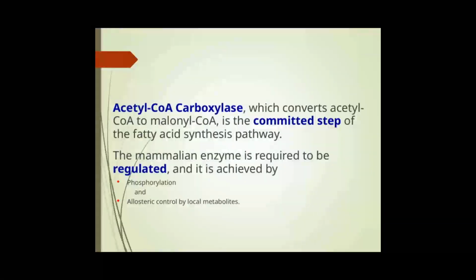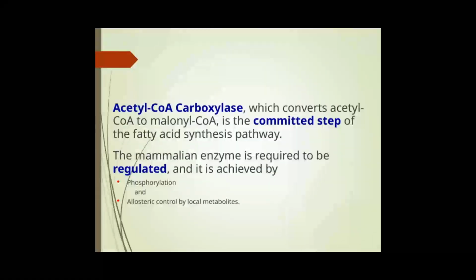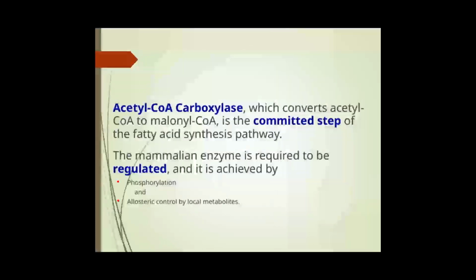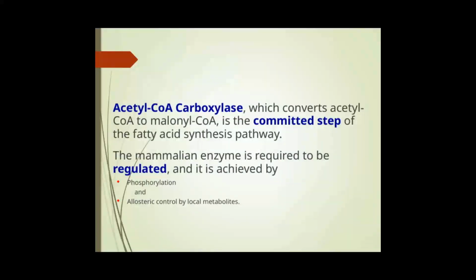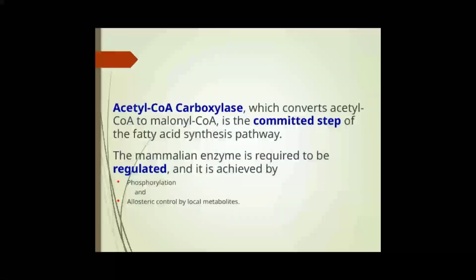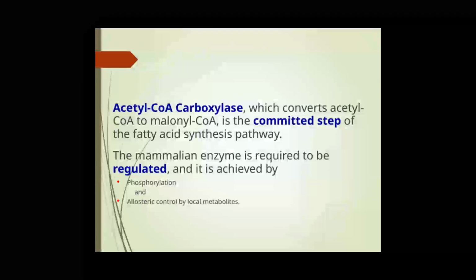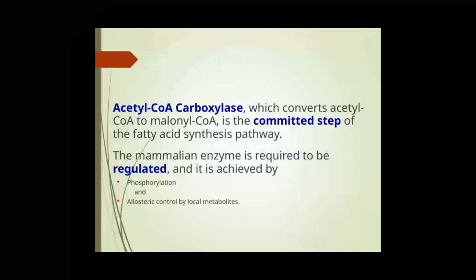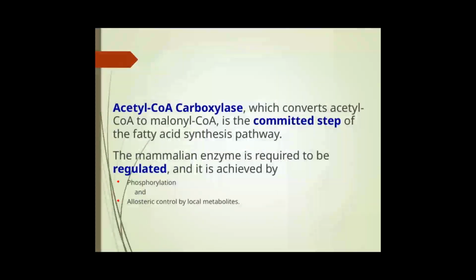Now, in mammals, regulating this enzyme is particularly important because fatty acid synthesis needs to be tightly controlled based on the body's needs. So, the enzyme's activity is regulated through two main mechanisms: phosphorylation and allosteric control by local metabolites. Phosphorylation involves adding a phosphate group to the enzyme, which can either activate or inhibit it depending on the context. This process allows the cell to quickly respond to hormonal signals and other regulatory cues.